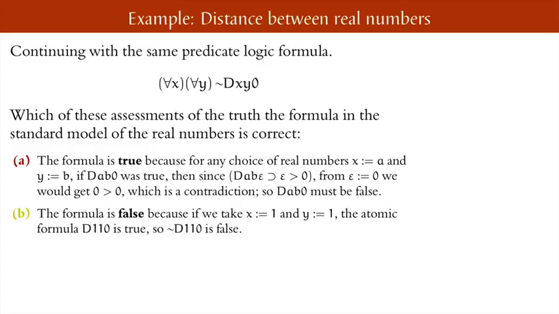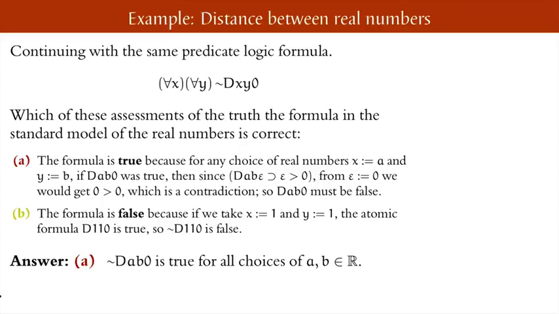The formula is true because for any choice of real numbers, x as A and y as B, if d(A, B, 0) was true, then since d(A, B, epsilon) implies epsilon is greater than 0, we would end up concluding 0 is greater than 0, which is a contradiction. So d(A, B, 0) must be false. The second assessment comes to the conclusion B, the formula is false because if we take x as 1 and y as 1, the atomic formula d(1, 1, 0) is true, so not d(1, 1, 0) is false.